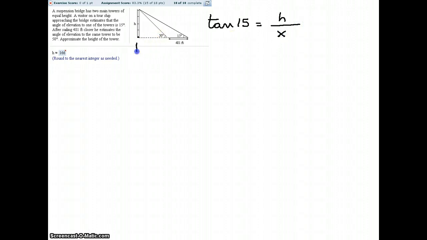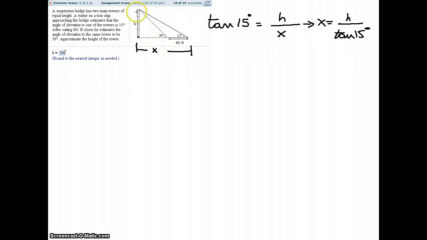So we're gonna assume this distance is x, and the height is given to be h. The opposite is h, the adjacent is x, and the angle is 15 degrees. So that would be my first equation. I can solve for x as h over tangent 15. And I'm going to call this my first equation. So I have x equals h over tangent 15.